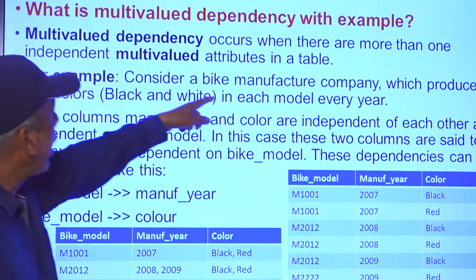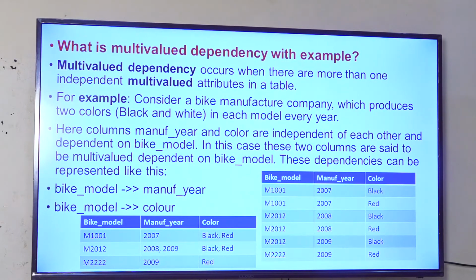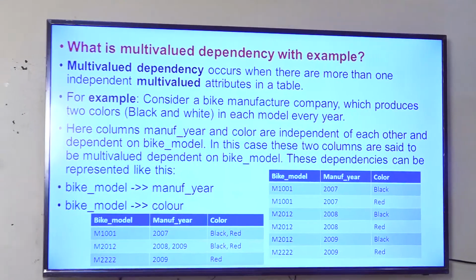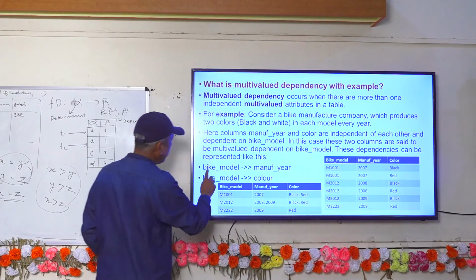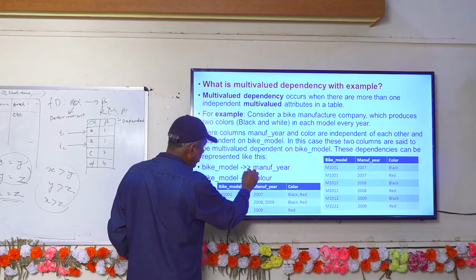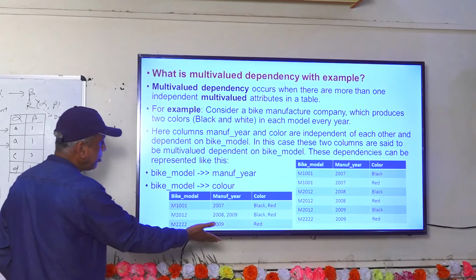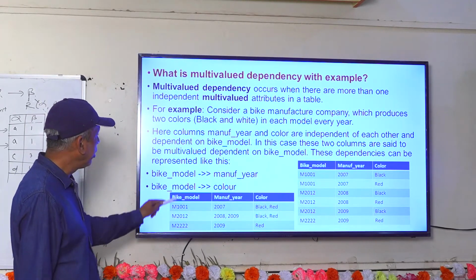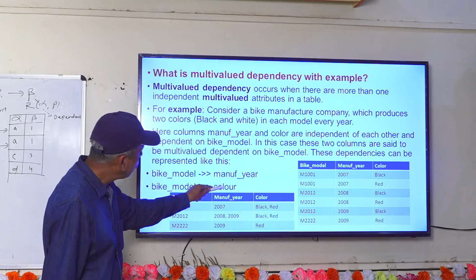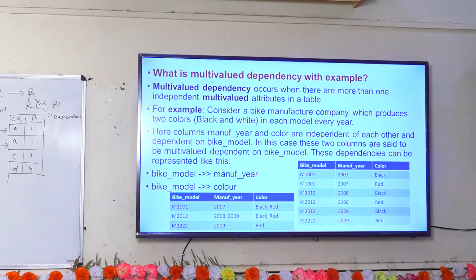Consider a bike manufacturer company which produces two colors, black and red, in each model every year. For a single-value or functional dependency, only one arrow mark is there. If it is a multi-value dependency, bike model depends on the number of manufacturing years. That is a double arrow mark. Manufacturing year is multi-valued, so it is represented by a double arrow. Then bike model also produces more than one color, black and red, so a double arrow mark on that too. So this is our multi-valued dependency.